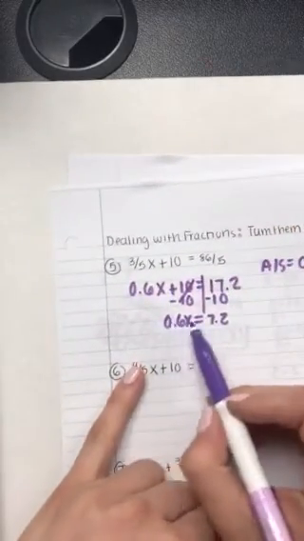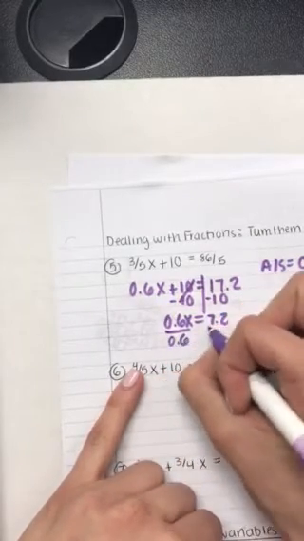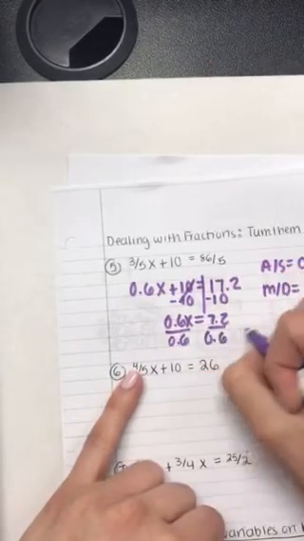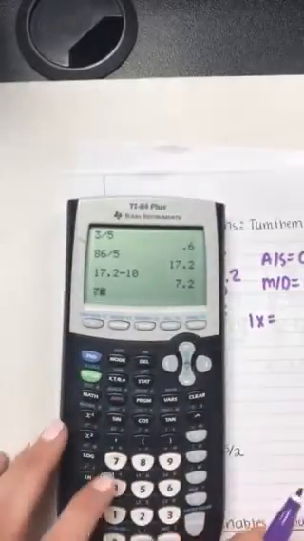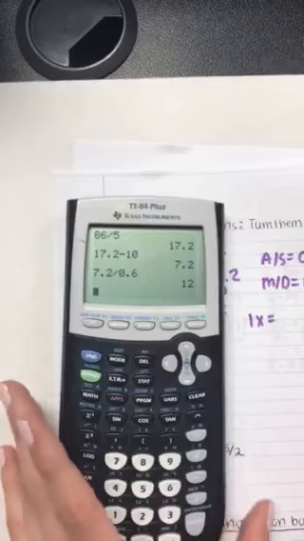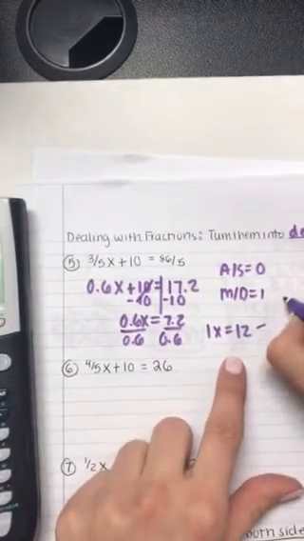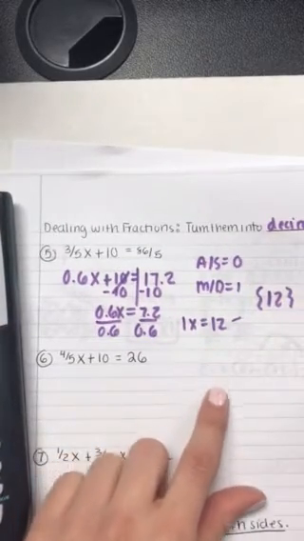Okay, next thing I do, I know these are smushed by multiplication. I'm going to undo it by dividing, right? Multiplication and division to get a 1. So I get 1x equals 7.2 divided by 0.6 is 12. 1x equals 12. So 12 is part of the solution set. You might see it in brackets like that.